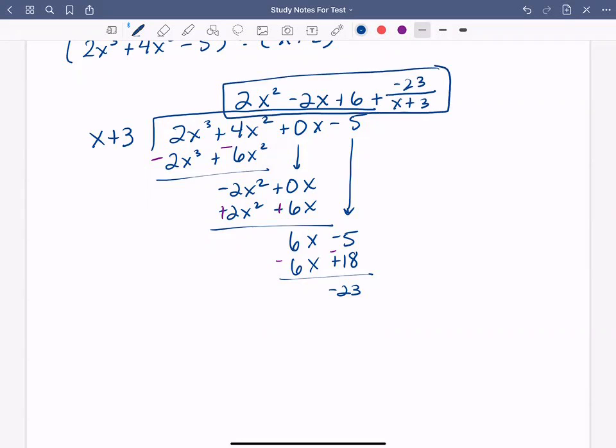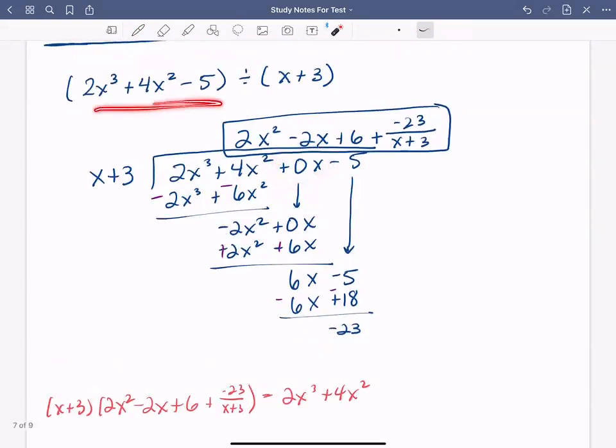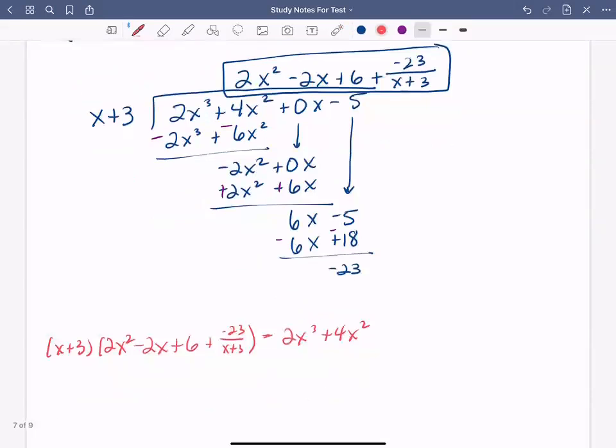Okay. Now we write our multiplication statement. Remember, it's just the divisor times the quotient. So our divisor times our quotient equals our dividend. Our multiplication statement will look something like this: x plus 3 times 2x squared minus 2x plus 6 plus negative 23 over x plus 3 equal to 2x cubed plus 4x squared. You do not need to write the placeholder in the multiplication statement. You just go back to your original, which is minus 5.